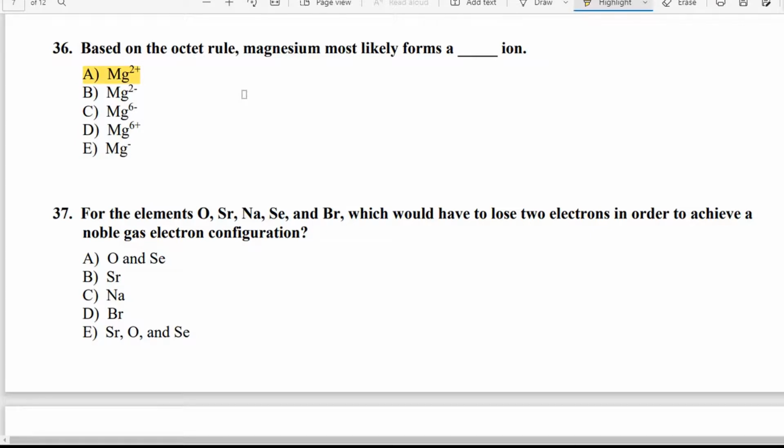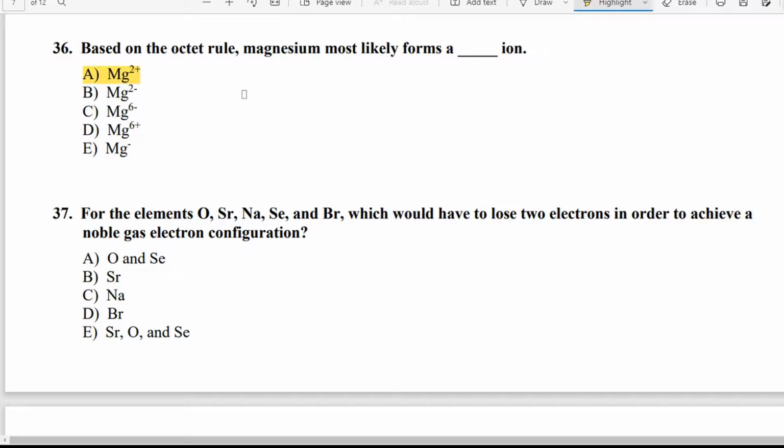So magnesium is closest to what noble gas in terms of its number? Neon. And magnesium has 12 electrons, neon has 10, so it would lose 2 electrons, and therefore it would be +2. What's the octet rule again?